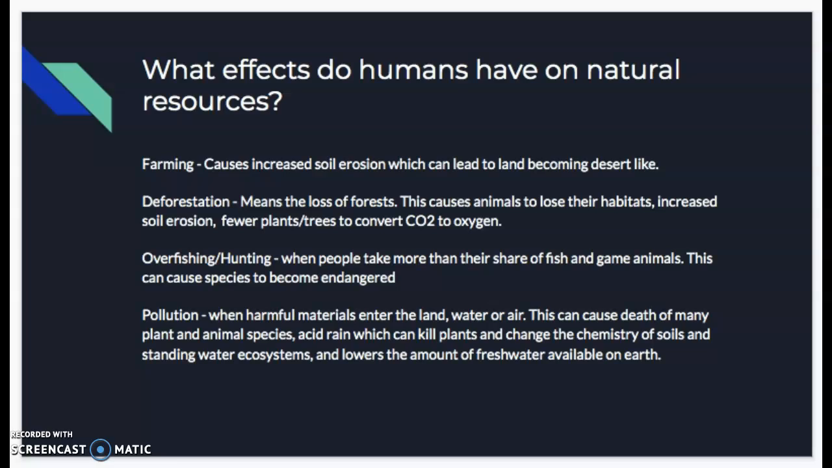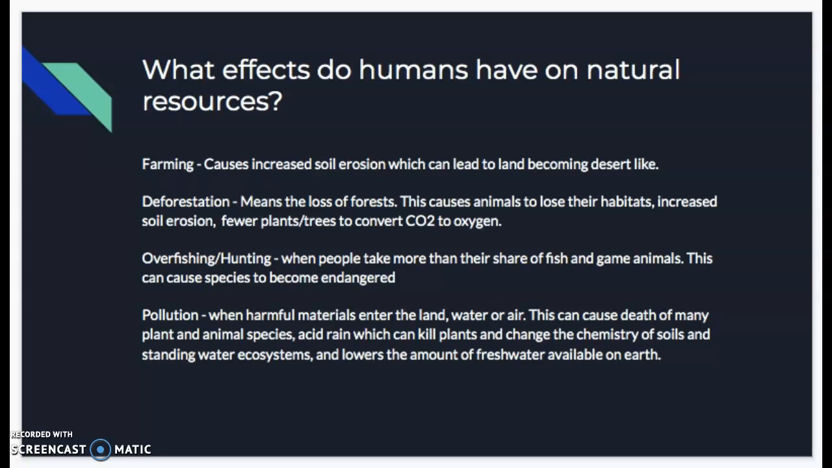Then we have deforestation. Deforestation just means the loss of forests. Back in the day, clear-cutting practices, where you just completely chopped out an entire forest, were pretty common. Now we have more sustainable practices.